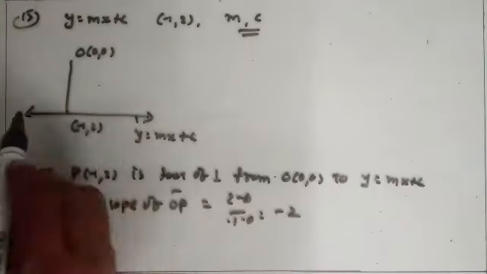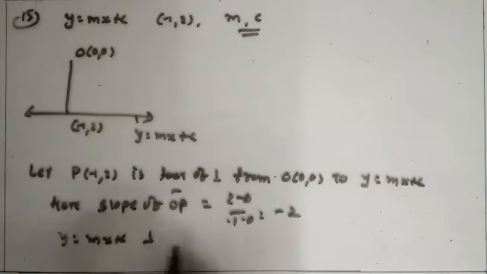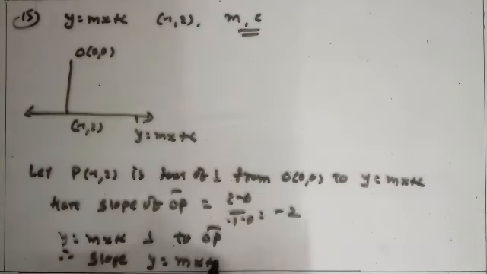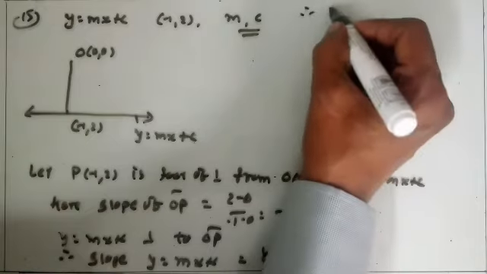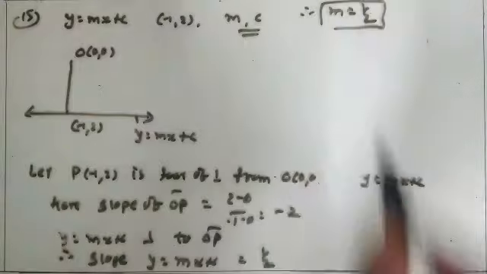Here OP is perpendicular to this, y equals mx plus c perpendicular to OP. Therefore the slope of y equals mx plus c is the reciprocal with opposite sign of this slope, so 1/2, and the slope of this is m. Therefore m is equal to 1/2. Clear? So this is the value of m.